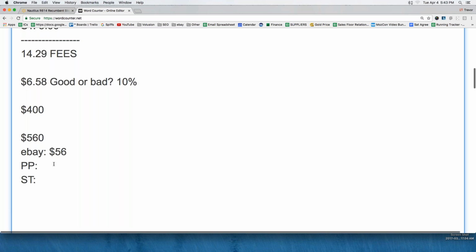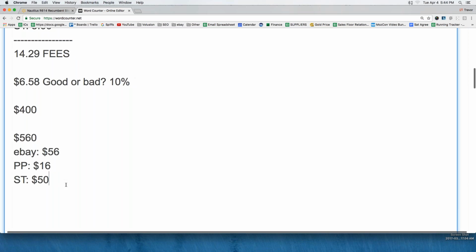560 times 0.029. That's $16 for PayPal fees. That's about a 3%. And then sales tax, let's be more realistic, probably more around like 8, maybe 9%. Let's do 9% just to be safe. That's about $50 in sales tax. Okay, we good with that, guys? That makes sense. So we can add these together to get our total cost. 56 plus 16 plus 50, that equals 122 in expense, plus the $400 original fee equals $522.